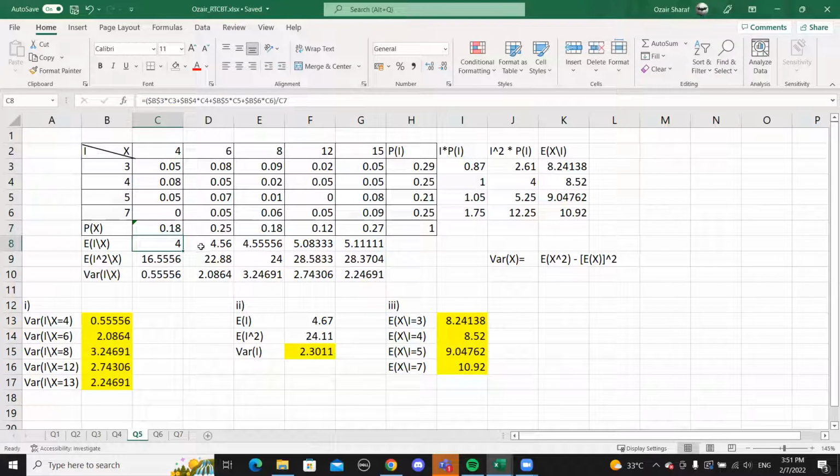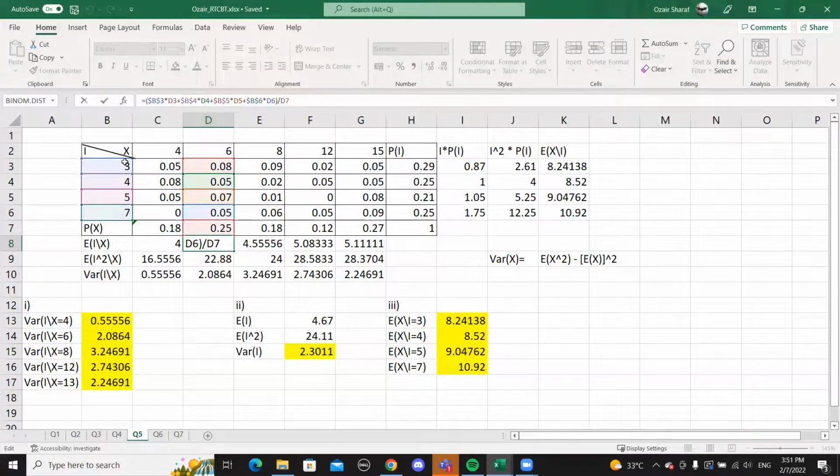Next, you do the same for the rest. The expectation of I given x equals 6 is pretty much the same. 3 multiplied by 0.08, 4 multiplied by 0.05, 5 multiplied by 0.07, 7 multiplied by 0.05, and the correction is needed. You have to divide it by 0.25 because the probability has to equal 1.